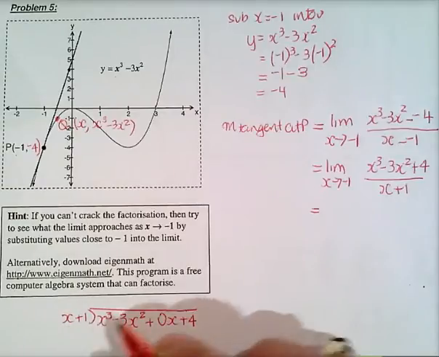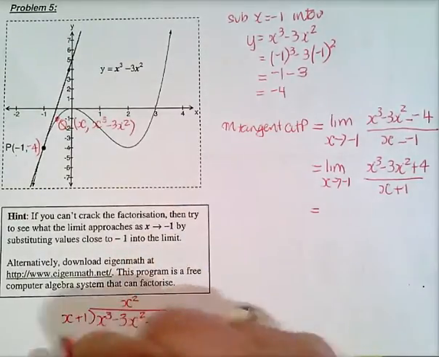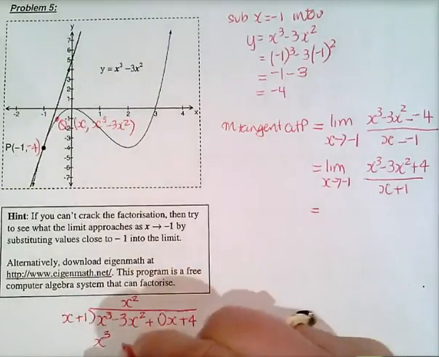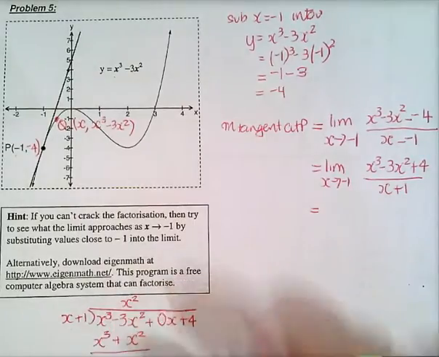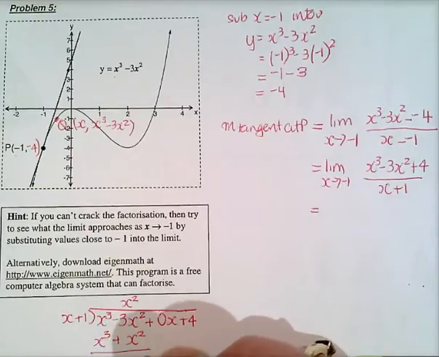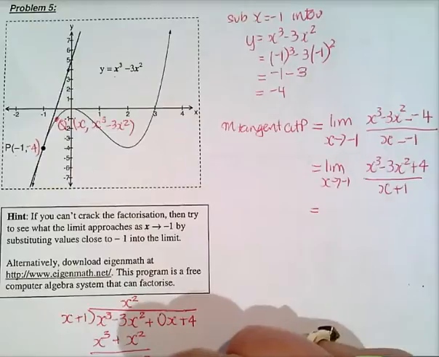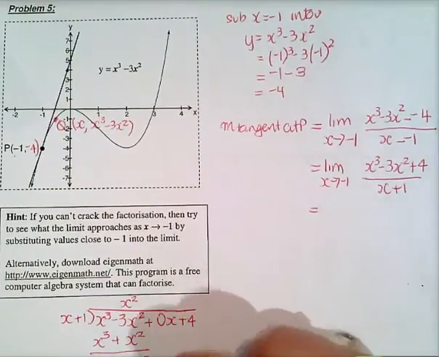So x goes into x cubed. Our first thing up here would be x squared. So we go x squared times x is x cubed. X squared times 1 is plus 1x squared. And then we subtract these. We've got minus 3x squared minus x squared is minus 4x squared. And we've got x cubed minus x cubed is 0.